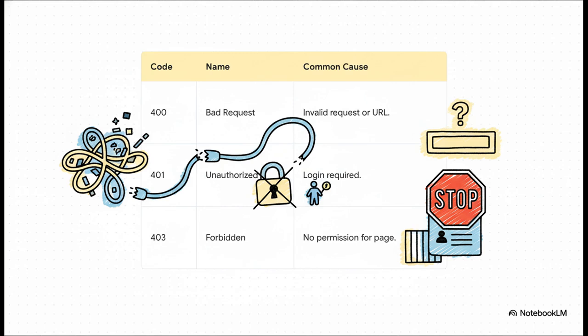But the 404 isn't alone. A 400 error means your browser sent a request that was kind of garbled. A 401, unauthorized, is easy. It just means you need to log in to see the page. Now, a 403 forbidden is a little different. It means you are logged in, but you still don't have permission to see that specific page. It's like having a key to the building, but not to that particular office.